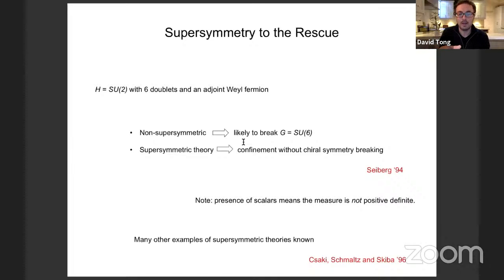There's a lovely paper by Csaki, Martin, Schmaltz, and Skiba from a couple of years later. They have a whole list of supersymmetric theories that have this property. They confine without breaking their chiral symmetries. All right, let me show you what we can do with this.